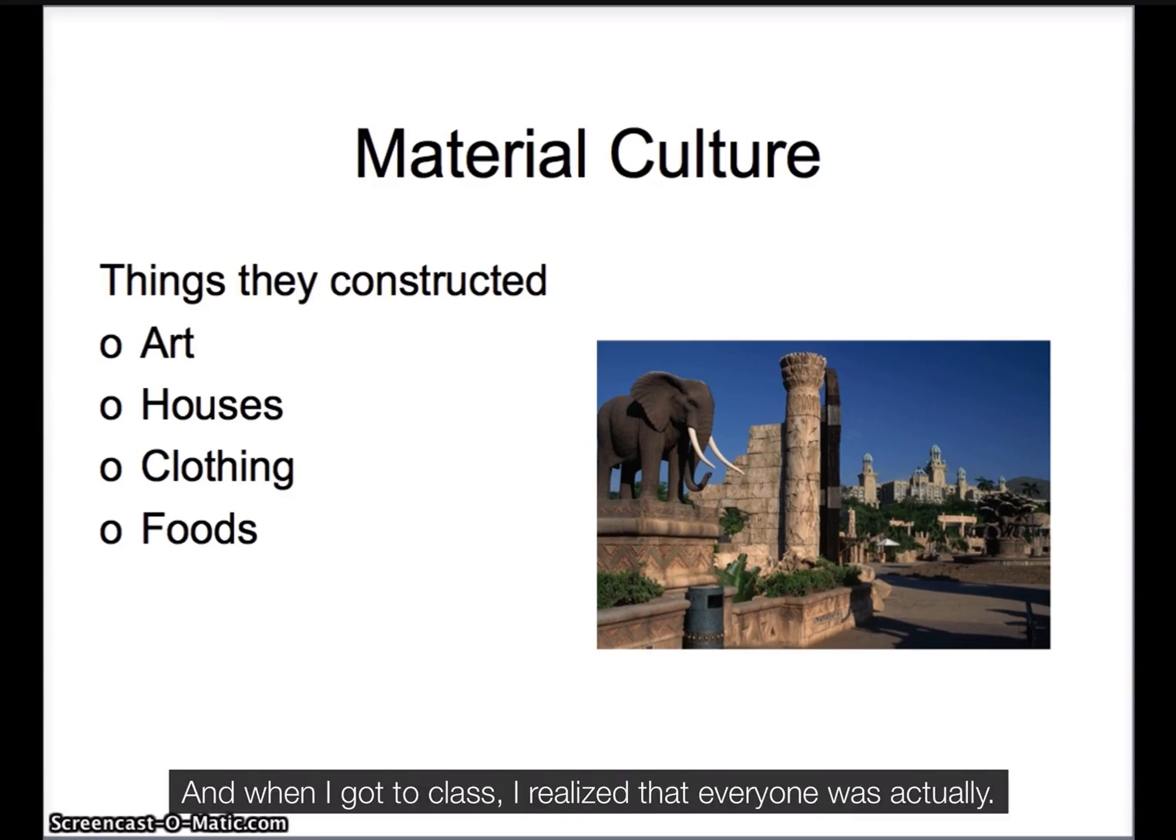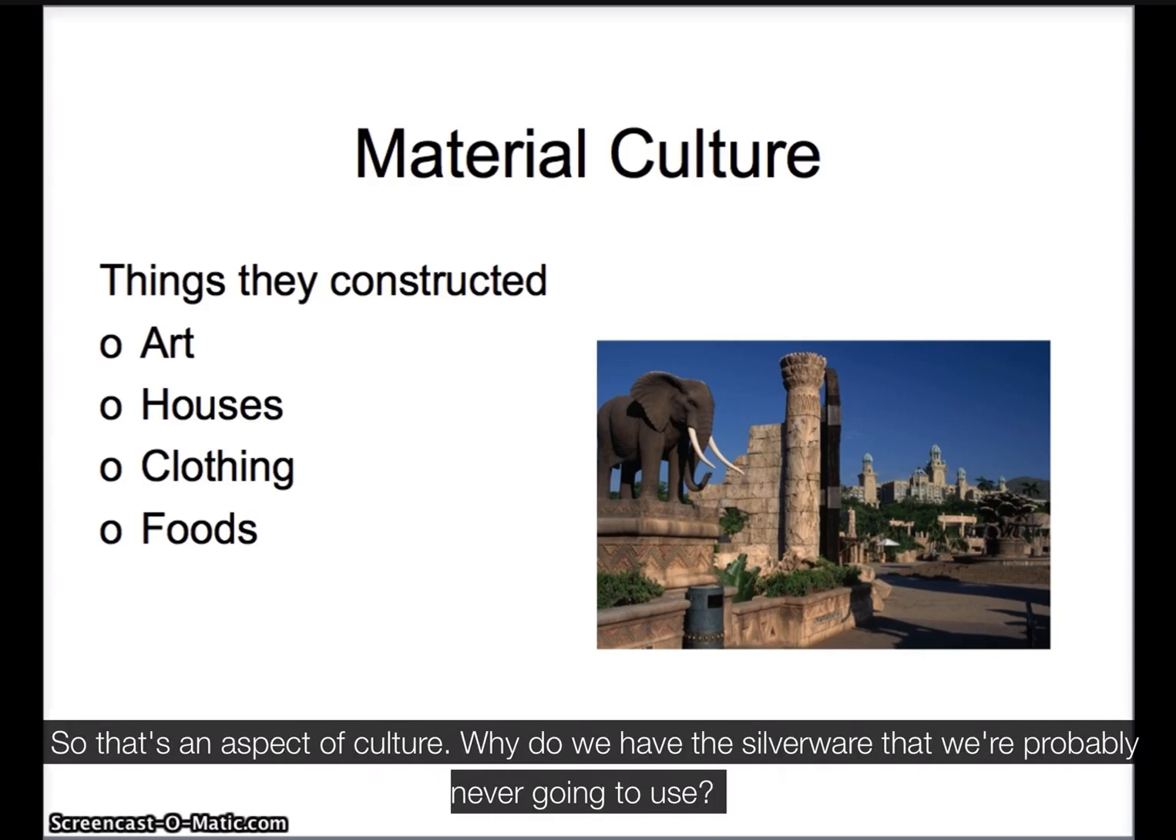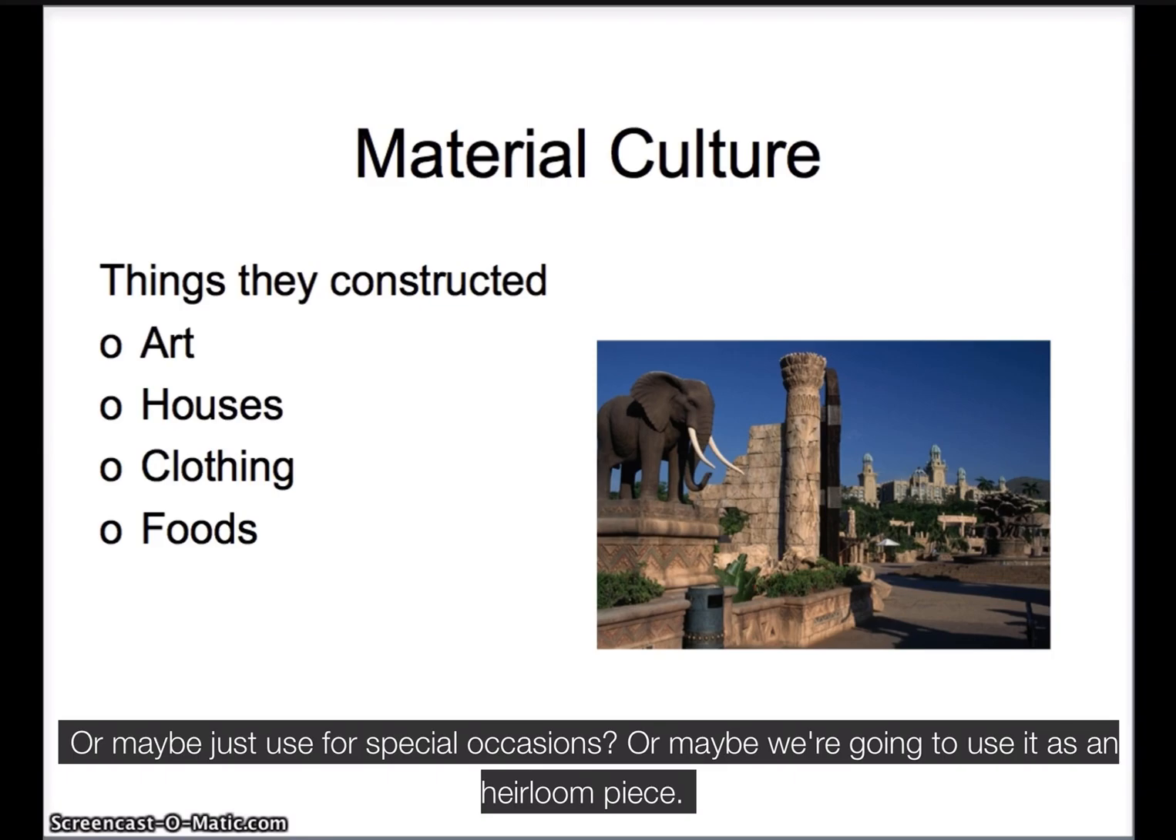And when I got to class, I realized that everyone was actually using a different type of spoon to fulfill that assignment. So I brought in what I used for breakfast. So it was a utilitarian object. The person next to me brought in a silver spoon that was in a chest that their parents had in the dining room. So that's an aspect of culture. Why do we have this silverware that we're probably never going to use, or maybe just use for special occasions? Or maybe we're going to use it as an heirloom piece.